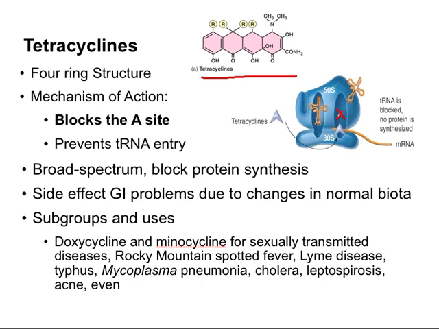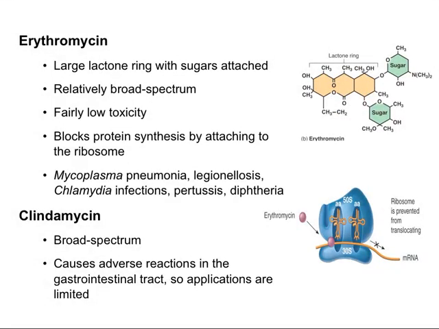There are several subgroups and uses for tetracyclines. Doxycycline and minocycline are used for sexually transmitted diseases, Rocky Mountain spotted fever, Lyme disease, typhus, mycoplasma pneumonia, cholera, leptospirosis, and even acne. Also in this group, we have erythromycin and clindamycin.